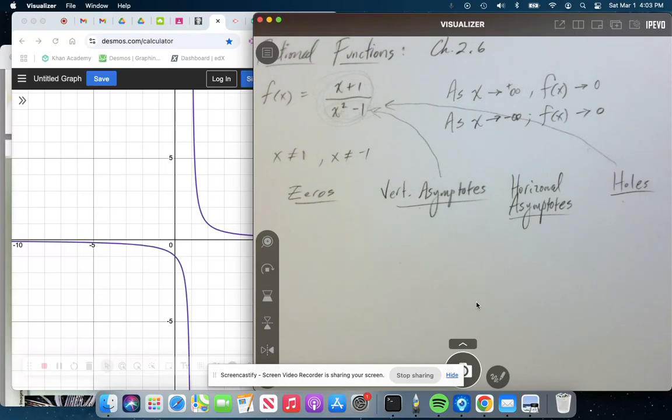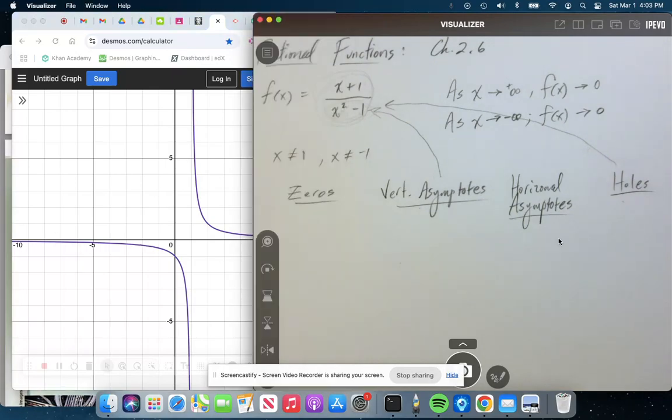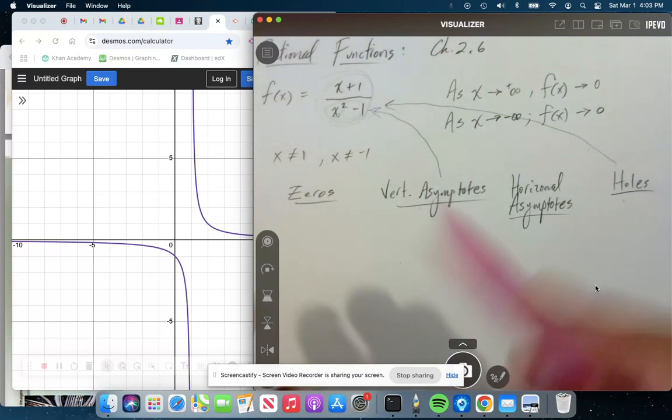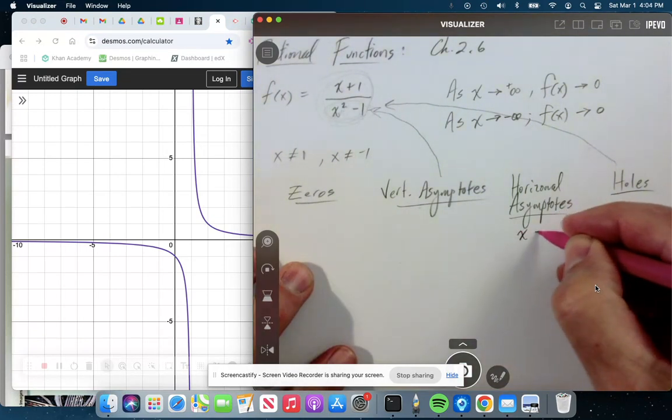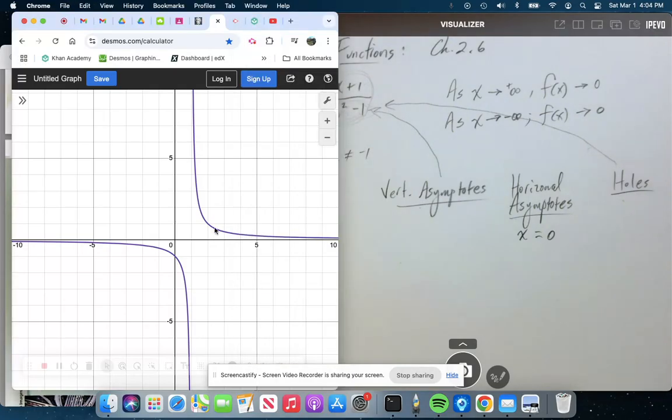So there's one asymptote. We have a horizontal asymptote right here at y equals 0. So I'm going to write y equals 0. In other words, the x-axis, that is the equation for the x-axis, is an asymptote, because the graph approaches the x-axis, but never actually intersects the x-axis.